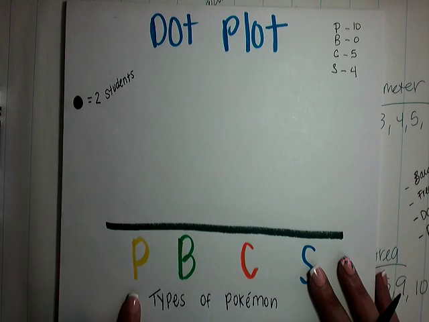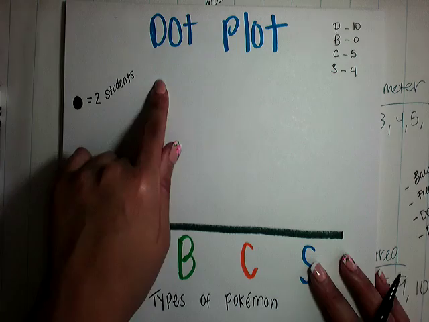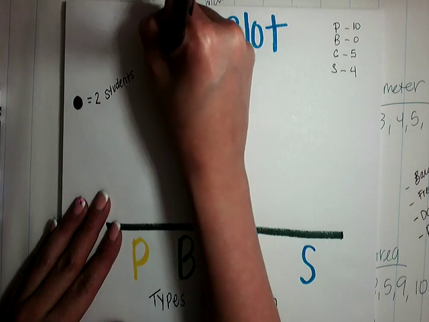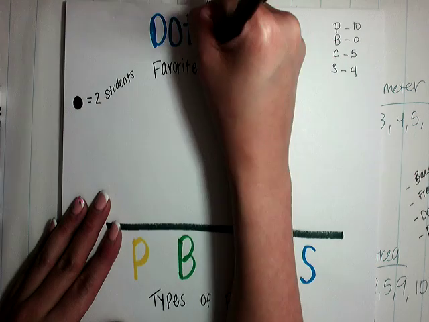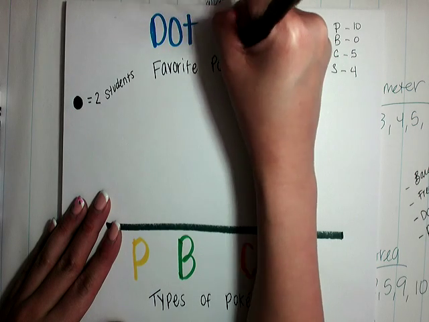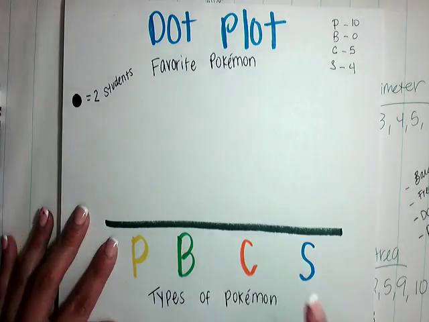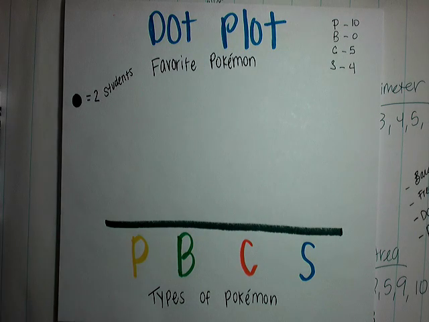But just like here, I had the title for the bottom. Now I need the title for the whole thing. What are we talking about? Favorite Pokemon. So this whole thing is talking about favorite Pokemon. All right, so if we start with P, I'm going to do all my dots in gray.